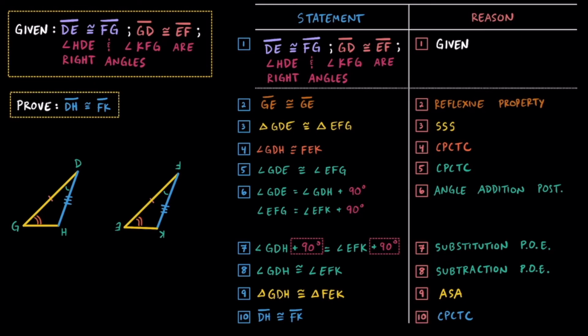And there you have it. Over the course of 10 different statements and 10 different reasons, we were able to prove that segment DH is indeed congruent to segment FK.